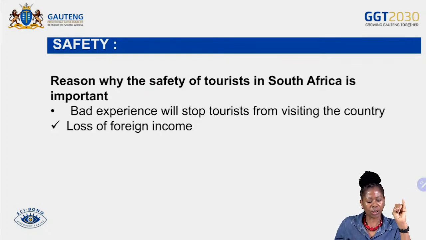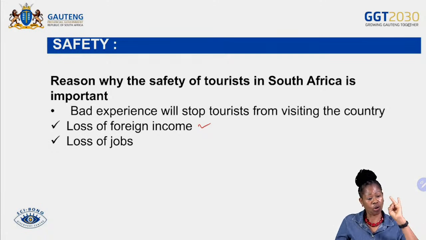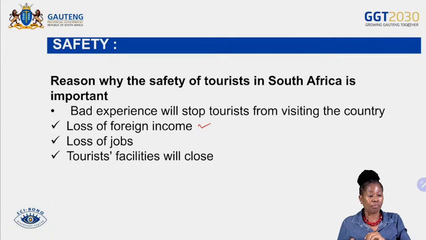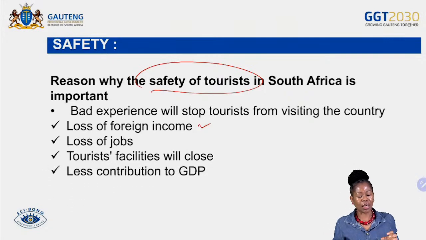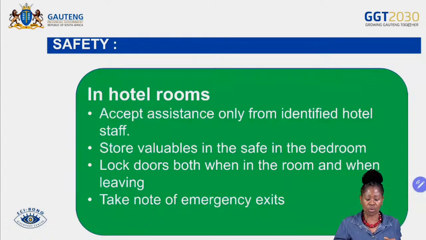First of all, as a country, there will be a loss of income, foreign income, because they are not coming anymore. And then what will happen? Loss of jobs from those institutions, from those attractions, accommodation, and everything. Tourist facilities will close. B&Bs, hotels, attractions will be closed because of that experience of people not being safe in South Africa. And then another one, because there will be no foreign income, there will be less contribution to the GDP. And we know tourists contribute more.